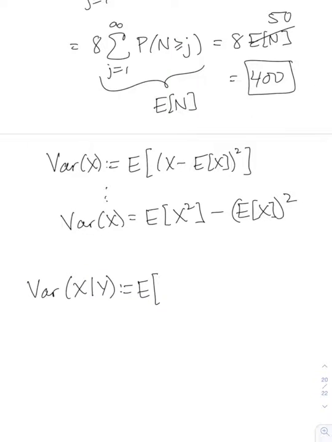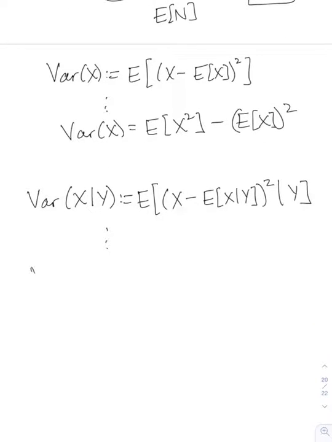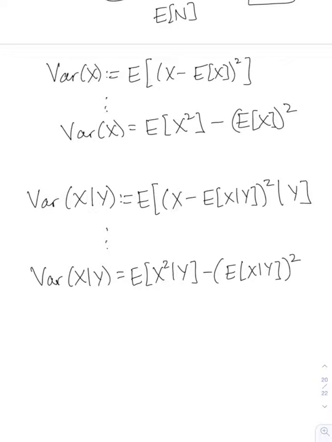Conditional variance is defined similarly, except you see how in the variance definition there are two expectations. So in the conditional variance, both of those expectations are going to be conditional. So I have x minus the expected value of x given y, that whole thing squared, and then that whole expression given y. There's my definition. And you can similarly go through and do some work and derive an alternate formula that says that it is equal to the expected value of x squared given y minus the expected value of x given y, squared.